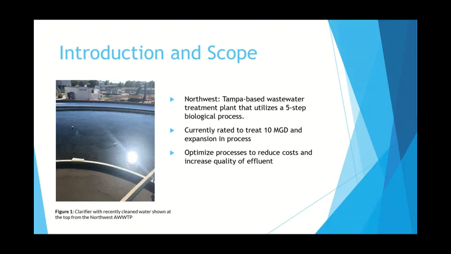Northwest Advanced Wastewater Treatment Plant works using a 5-step biological process. The process consists of a series of basins. As wastewater flows through the plant, it encounters 5 basins, one for each step.